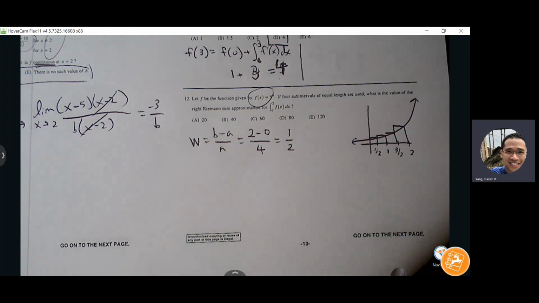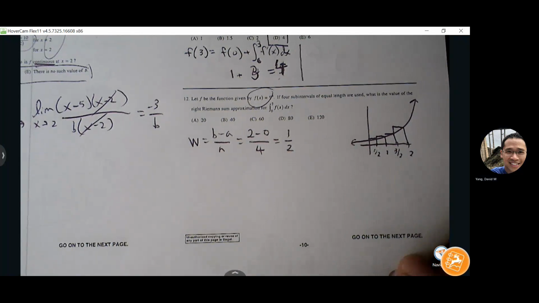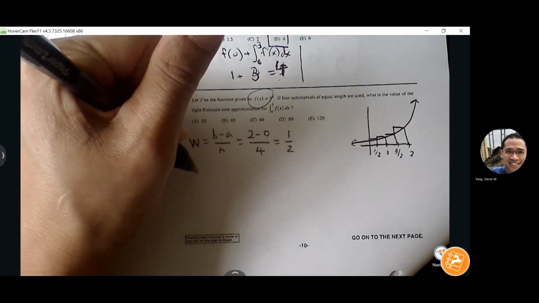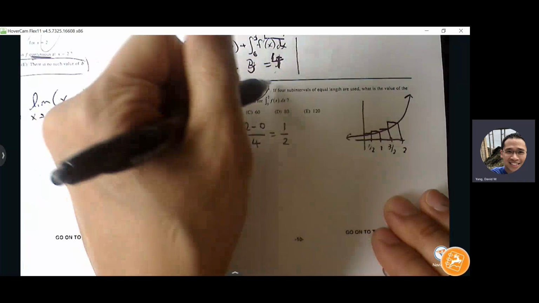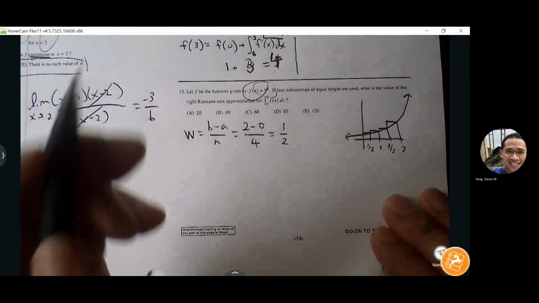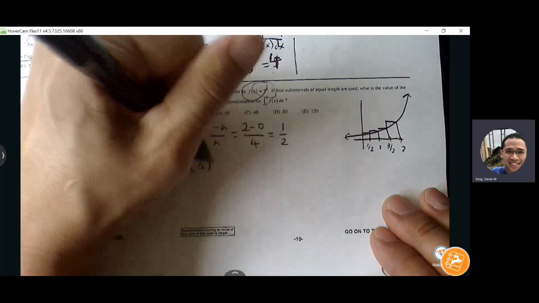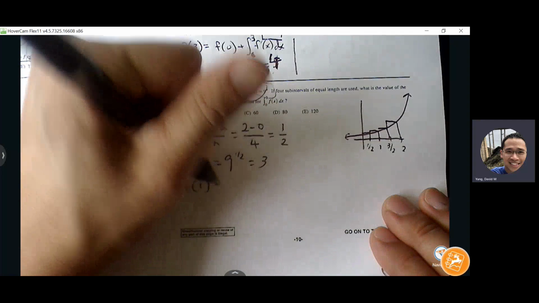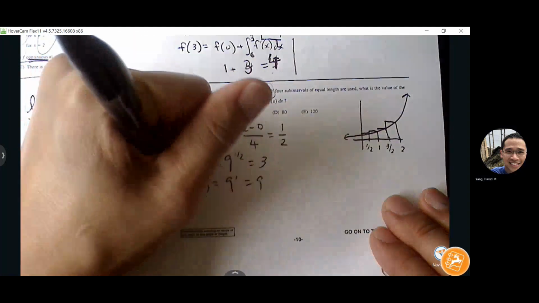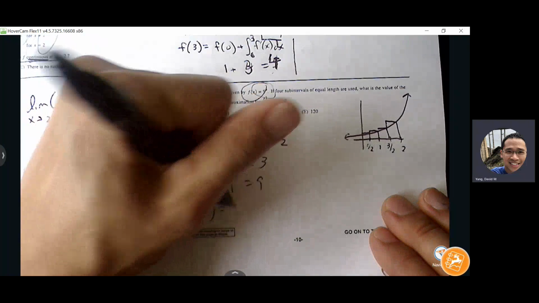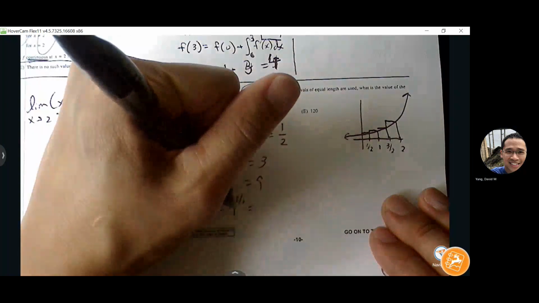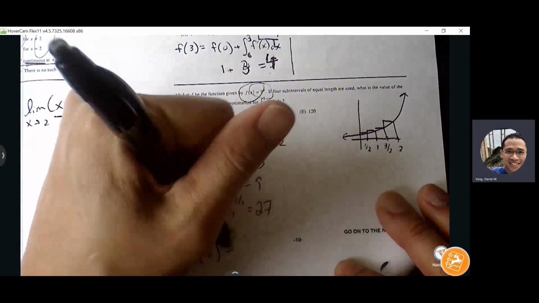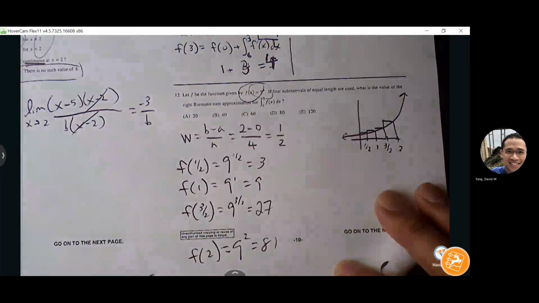With the right Riemann sum, I'm going to do width times height. My width is going to be 1/2 all the way through, and my height is just whatever I get from that 9 to the x. So f of 1/2 is 9 to the 1/2, which is 3. f of 1 is 9 to the first power, which is 9. f of 3/2 is 9 to the 3/2, the square root of 9 is 3, 3 cubed is 27. f of 2 is 9 to the second, which is 81.